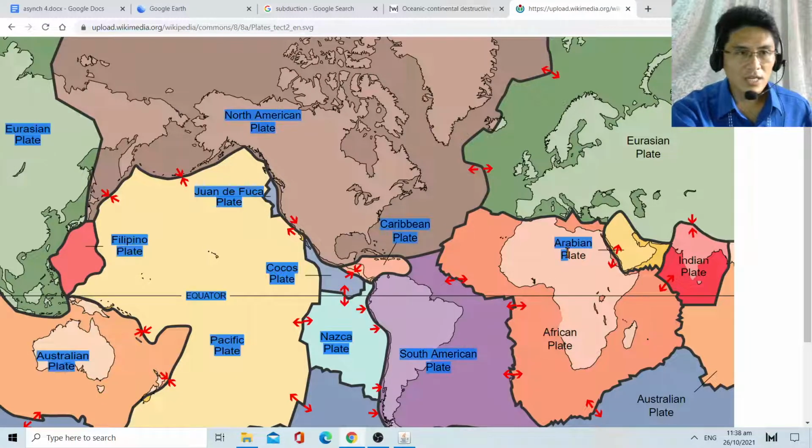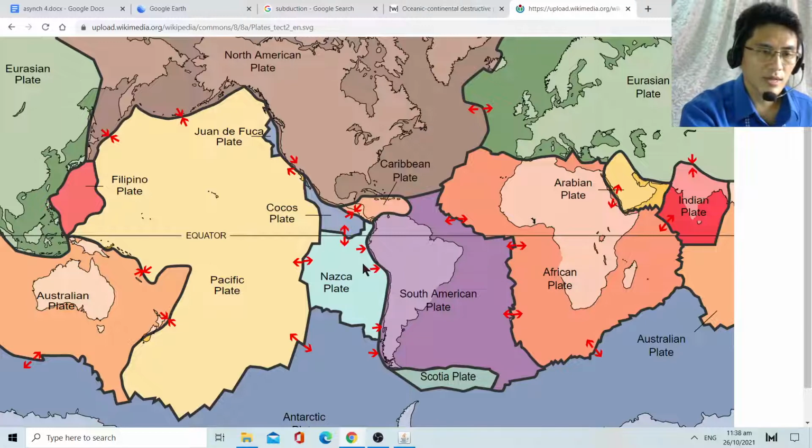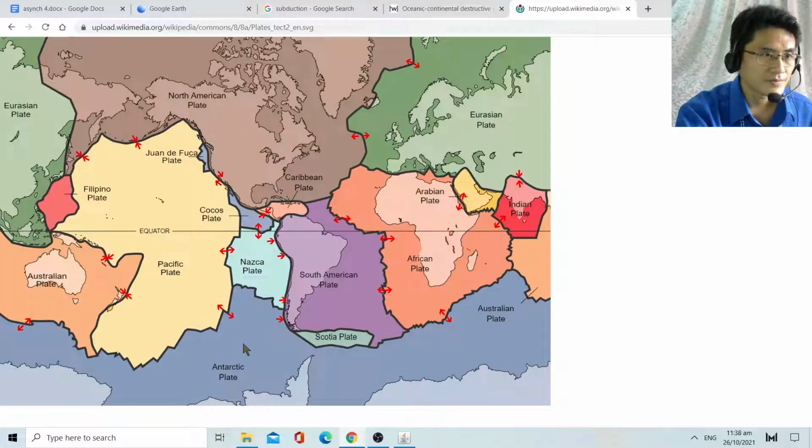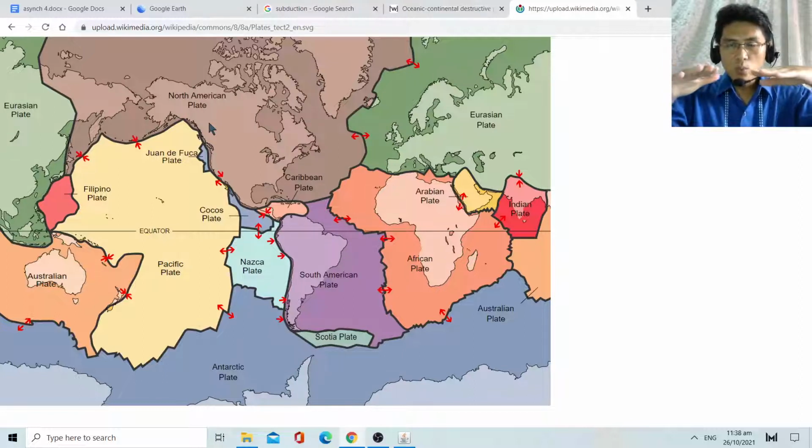So if you look at this map here, you can see that there are a lot of areas in the Earth where there is convergence. So for example, I have to zoom out. If you look at, for example, here in the Pacific plate, you can see that there is a convergence right over here. There's convergence right over here. There's convergence over here. So there's a lot of convergence around the Pacific plate. And again, with convergence, that means one will go under the other as long as it involves an oceanic plate.